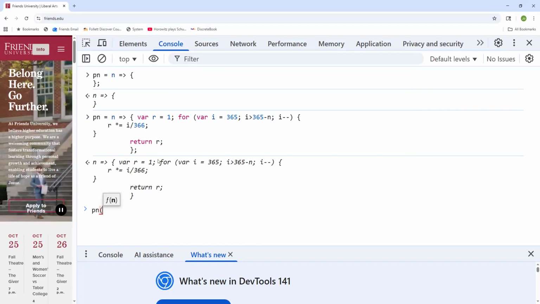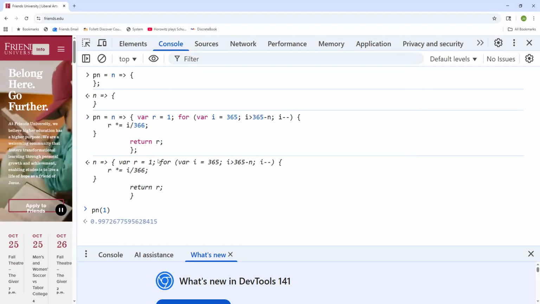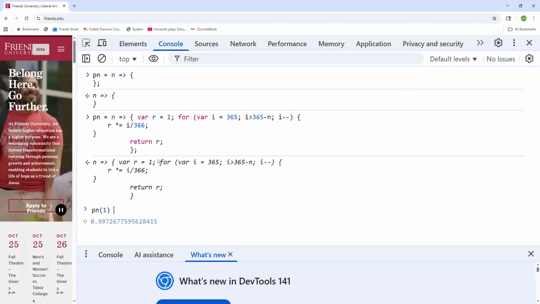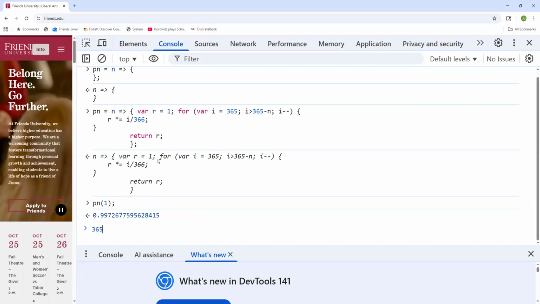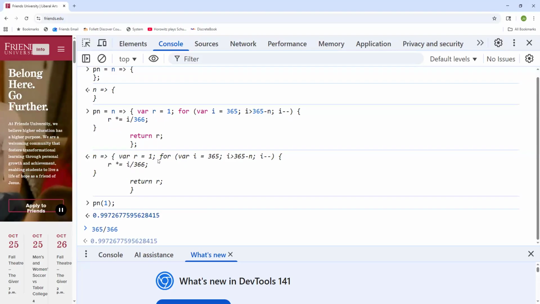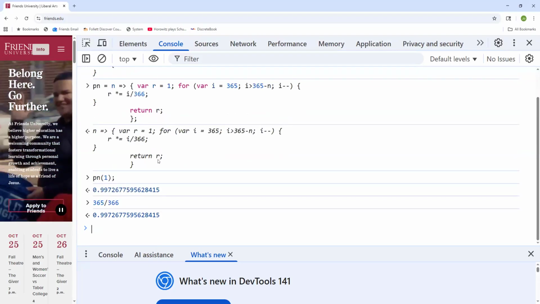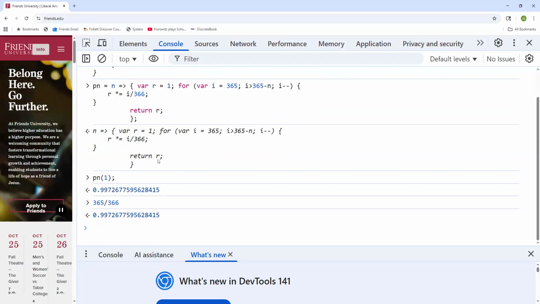So what should the value of Pn of 1 be? Well, I was hoping it would give us a fraction. It gives us a decimal, but it says 0.997 whatever, right? Let's try doing 365 over 366, and is that the same? Yeah, that's exactly the same. So it is actually giving us the same thing that we want, 365 over 366. Let's try the next one.